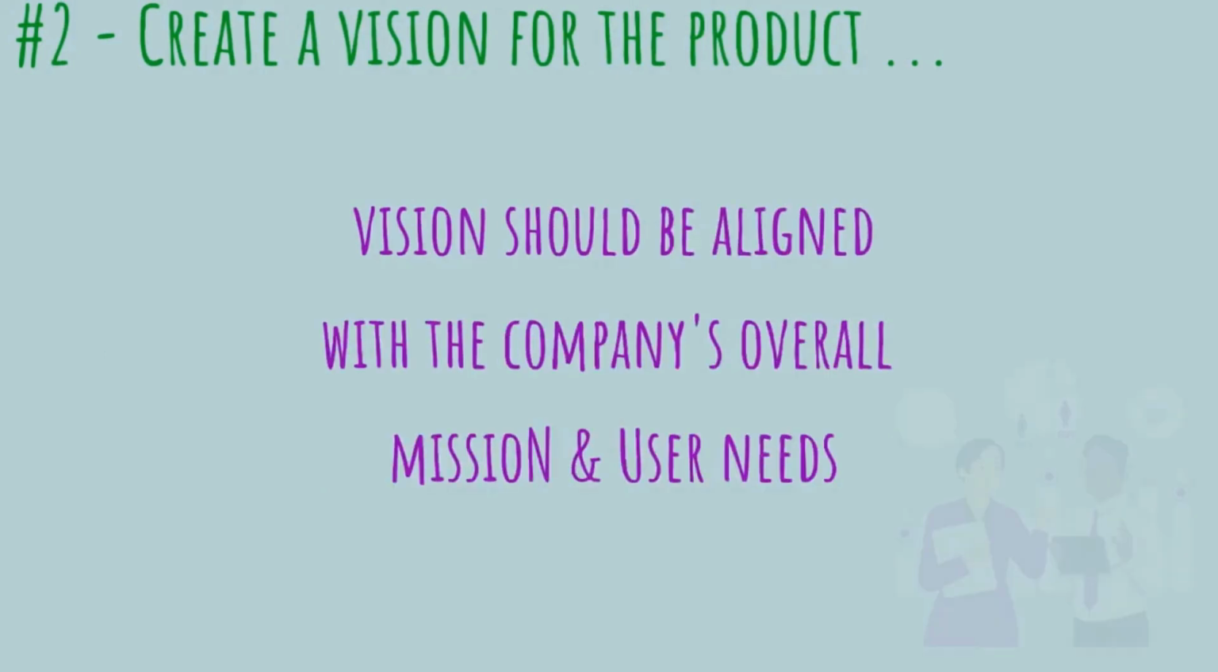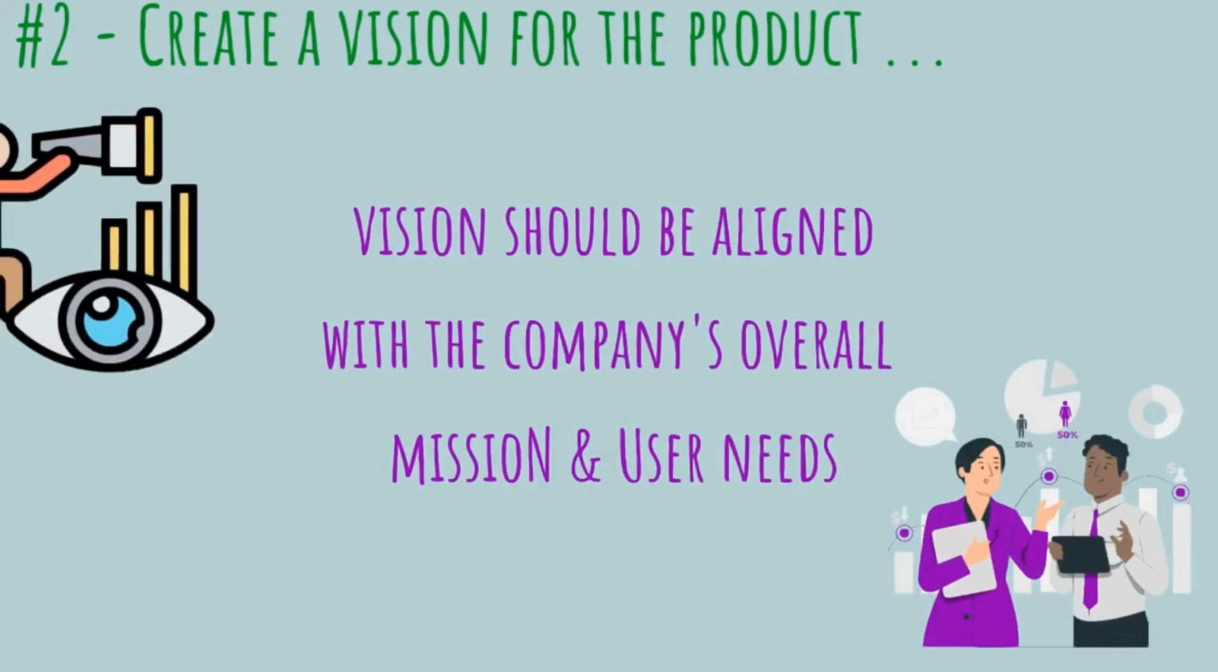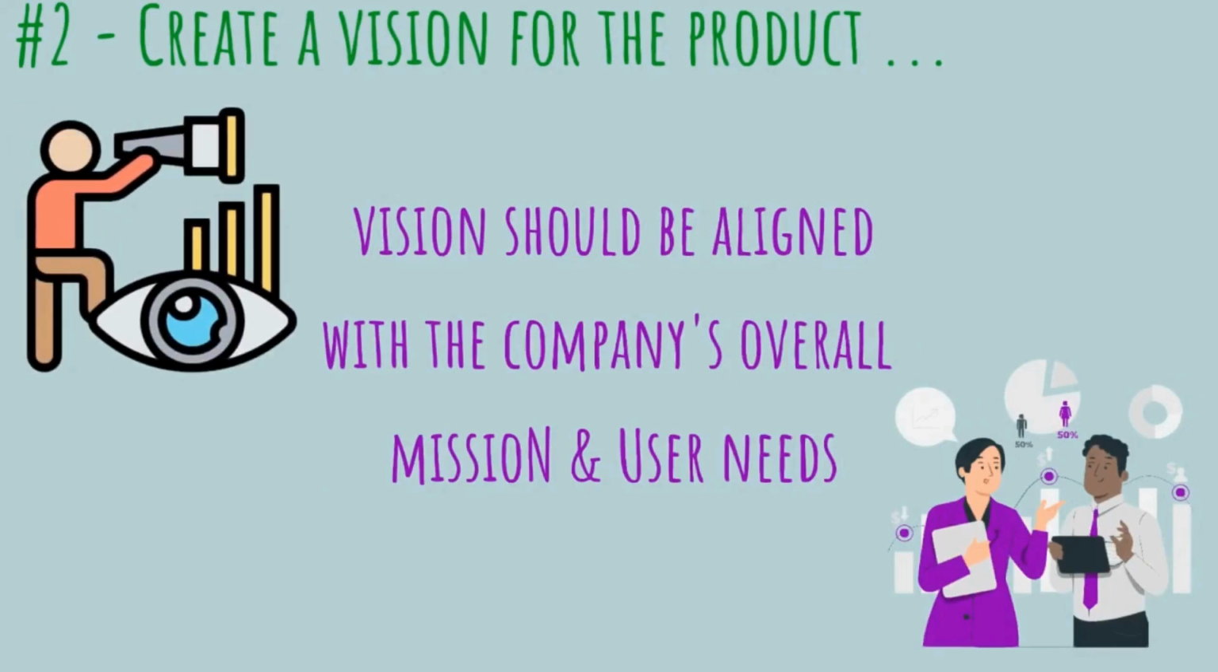Step 2. Create a vision for the product. The product vision communicates the product's long-term objectives in a concise and inspiring way. The vision should be aligned with the company's overall mission and should capture the value the product will bring based on the user's needs.